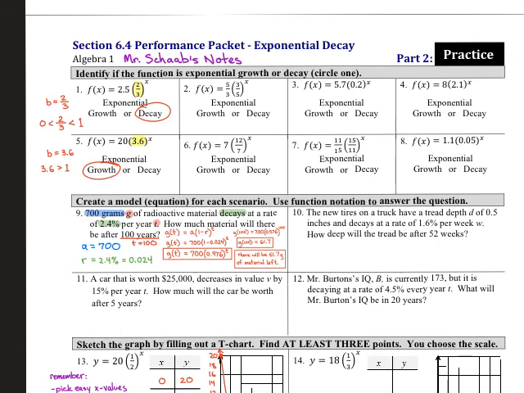Take some control of your learning. Make sure you understand this. Anything you don't, I'd be happy to fill in the gaps. But you guys are doing such an awesome job. I just want you to keep it up.